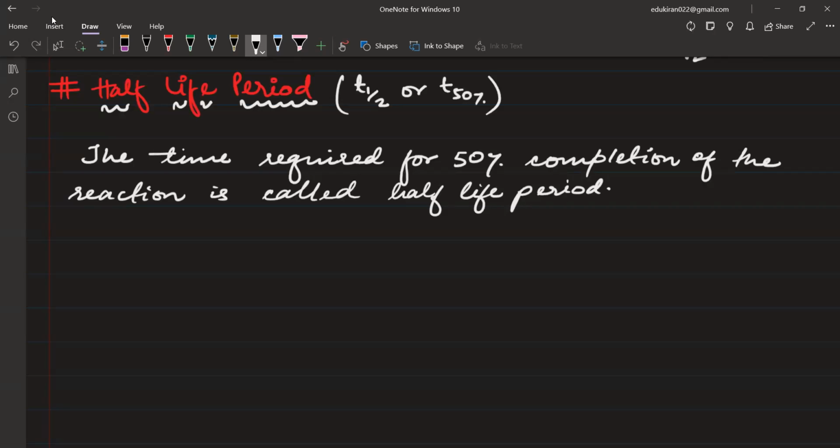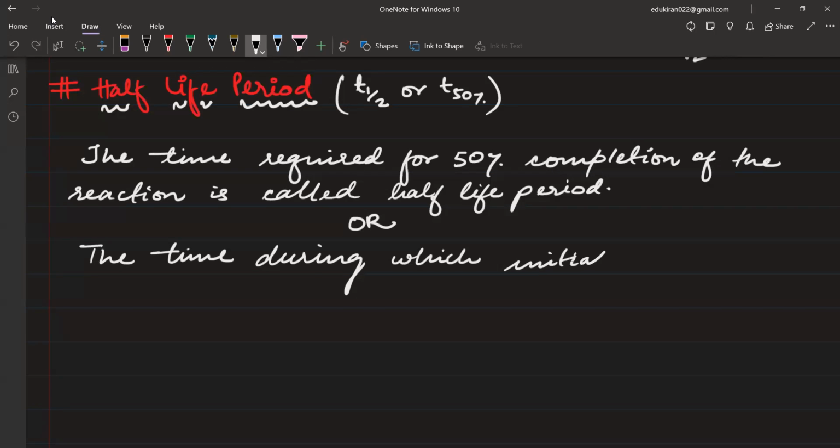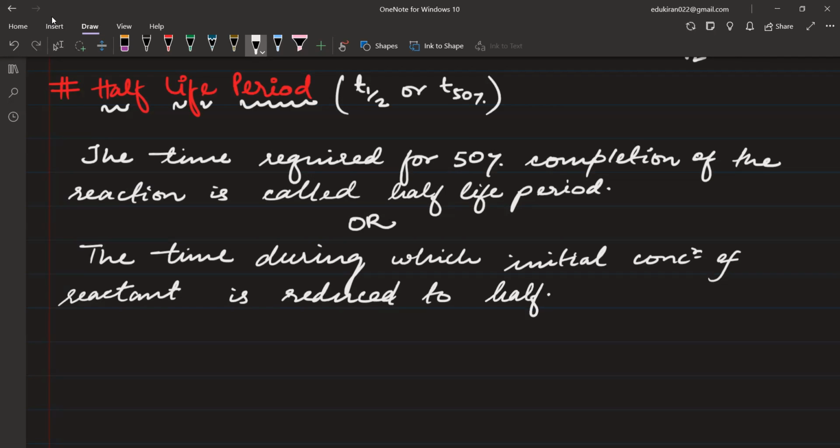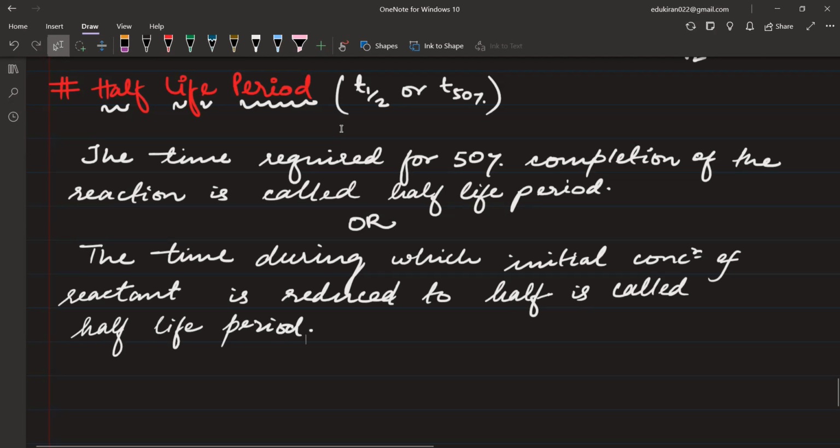You can denote it by any one of these letters. Another definition is the time during which the initial concentration of the reactant is reduced to half, which is called half-life period. We also call this T half, T 50%. All of these terms are used for the half-life period.